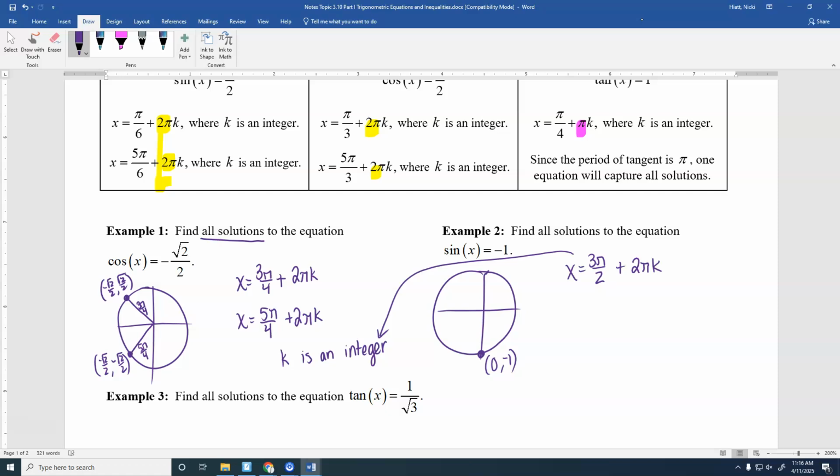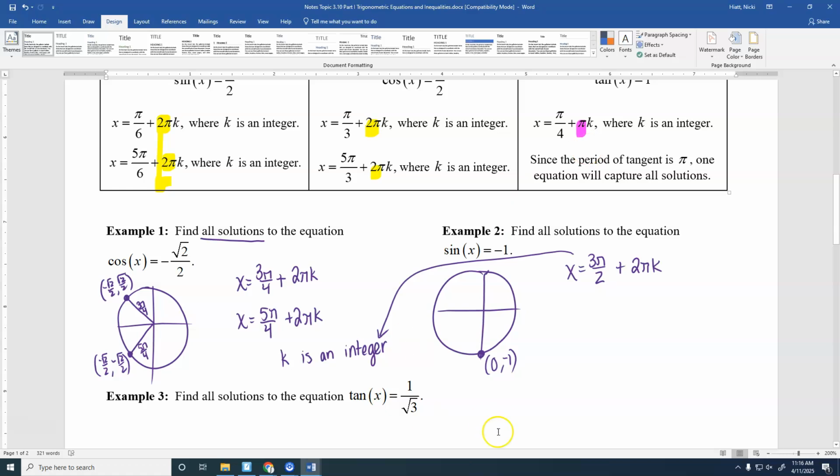If there's only one solution, why do you need the 2 pi? So there's only one solution on the unit circle. But if you spin around another full rotation, you end up back at that same point. So that plus 2 pi k covers that. It covers all of those coterminal angles that might be positive angles or negative angles.